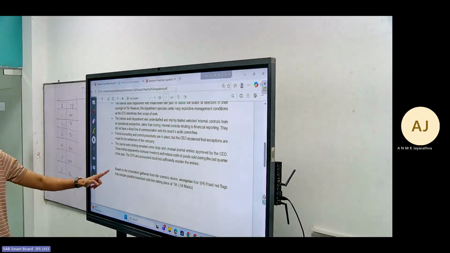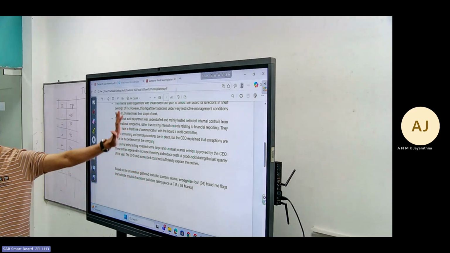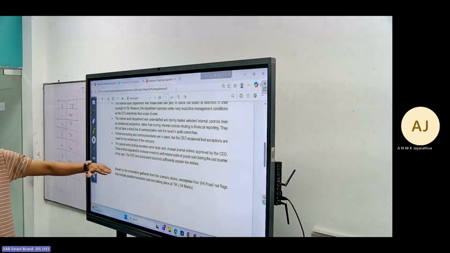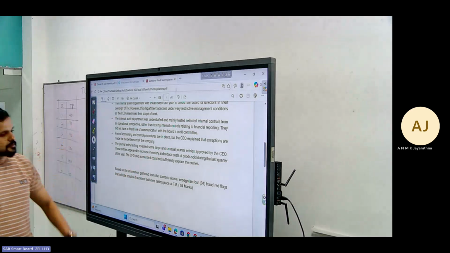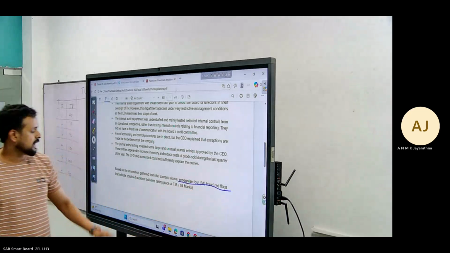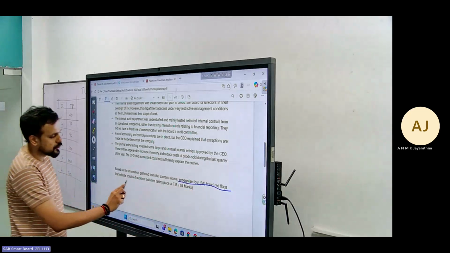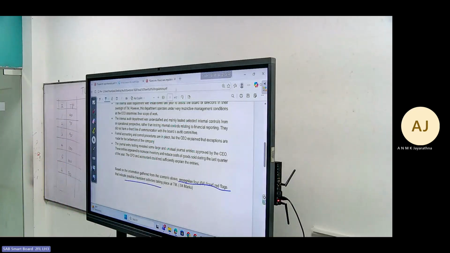Based on the information gathered, that's the important point in your case study. Based on the information gathered from the scenario above, recognize 4 red flags that indicate possible fraudulent activities taking place at TN government. So what is the requirement? Based on the scenario, you have to identify the red flags. We have discussed the red flags.